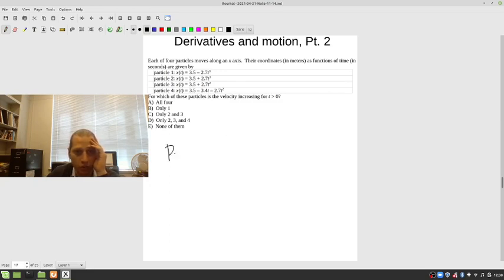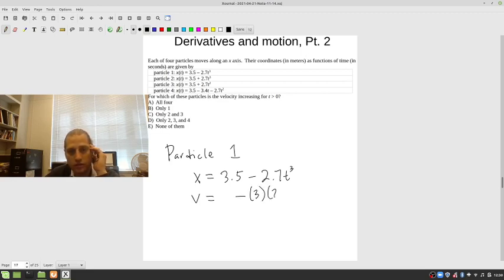So let's just look at particle 1. And I think you'll be able to see the pattern then. x = 3.5 − 2.7t³. v is the derivative of that, which would be 0, and then here I would get minus 3 times 2.7 times t². And then my acceleration, I'm doing my power rule for derivatives, would be minus 2 times 3 times 2.7 times t.